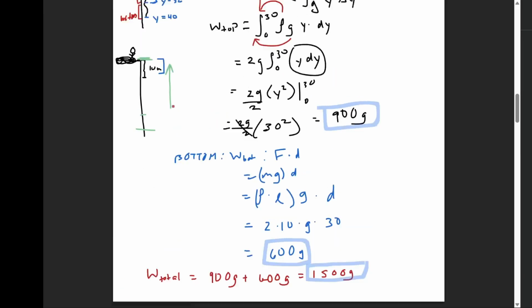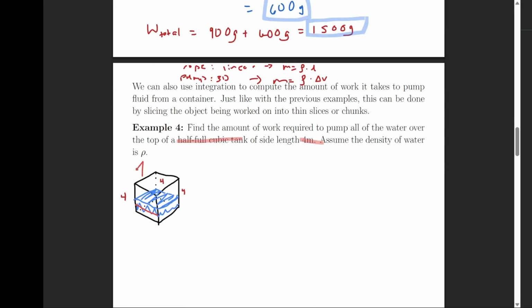Because remember, in this question, the water is getting pumped out, right? The water right here getting pumped out is going to move less distance than the water down here. It's going to take more work to pump out the water at the bottom of the tank than the water at the top of the water line, right? So that's why we're doing it by slice. Let me just erase that. So this is going to be the slice we're looking at.